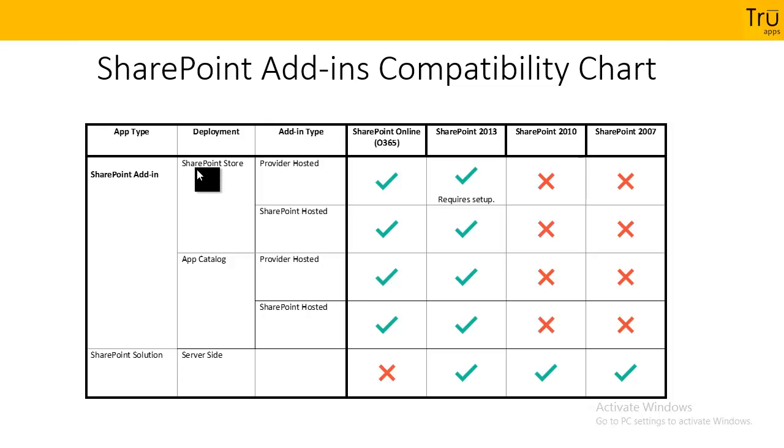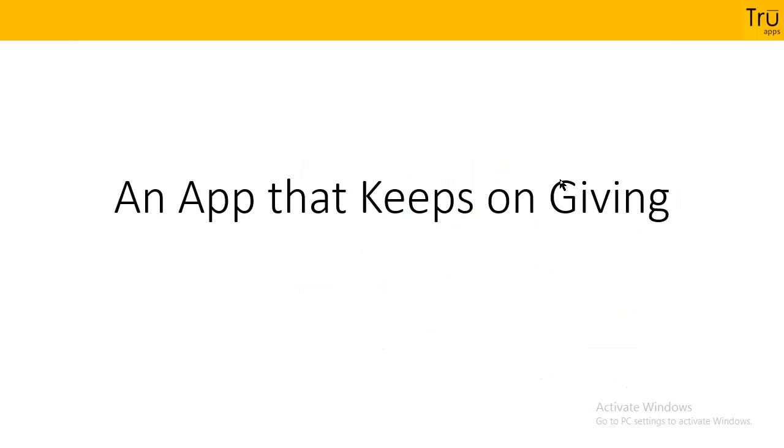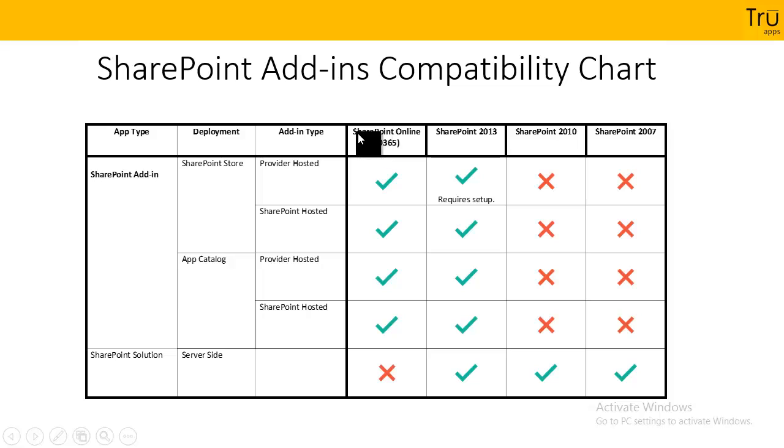And you can save this for later. I don't want to get too technical or too confusing here. But at the top here, you'll see the different SharePoint versions. So here we have SharePoint Online. Here are the different apps it supports: SharePoint 2013, SharePoint 2010, and 2007.